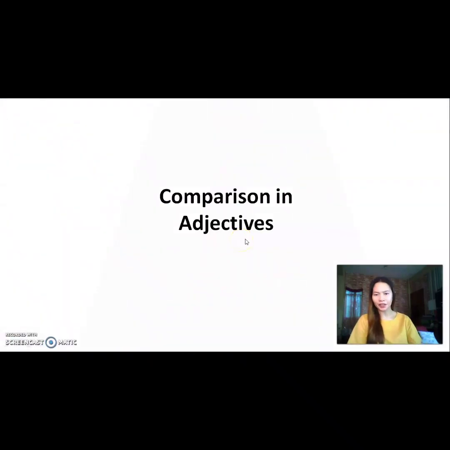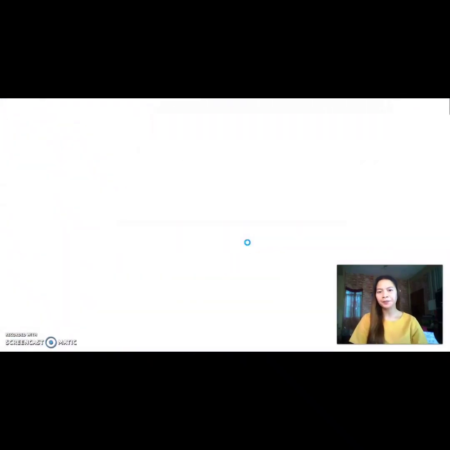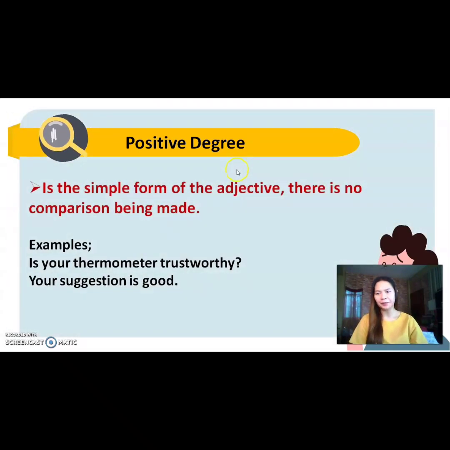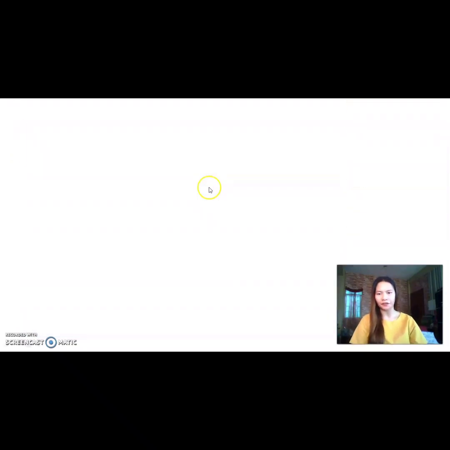Let's proceed with the next one. Comparison of adjectives. So what are these? We have here the positive degree. It is the simple form of the adjective. There is no comparison being made. Examples, is your thermometer trustworthy? Your suggestion is good. So there is no comparison made at the very first thing. It is the positive degree or the simple form of the adjective.